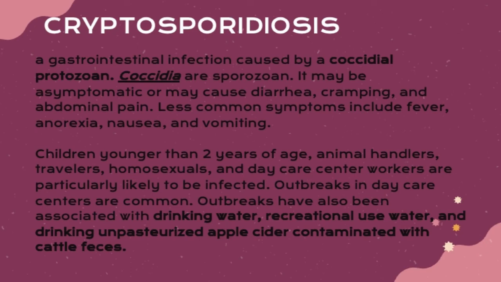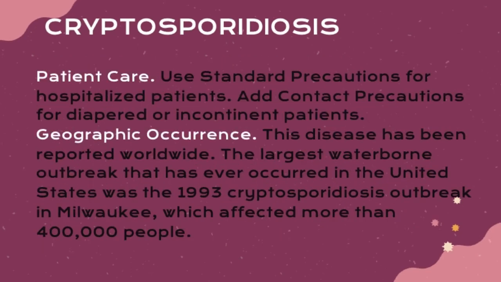Children who are 2 years of age or younger, animal handlers, travelers, homosexuals, and daycare center workers are particularly likely to be infected. Outbreaks in daycare centers are common. It has also been associated with drinking water, recreational use water, and drinking unpasteurized apple cider contaminated with cattle feces. Patient care: standard precautions for hospitalized patients, add contact precautions for diapered or incontinent patients.